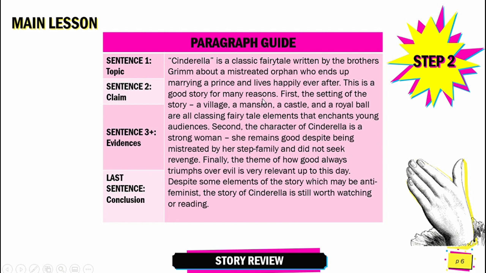The following sentences, sentence number three up to before the conclusion, will all talk about the evidences that support why Cinderella is considered a good story. Please make sure to include your transitional words: first, second, finally, just like what we have discussed and learned in writing cohesive paragraphs. So sentences 3, 4, 5 up to the sentence before the conclusion will all talk about evidences. And lastly, you will do your conclusion.